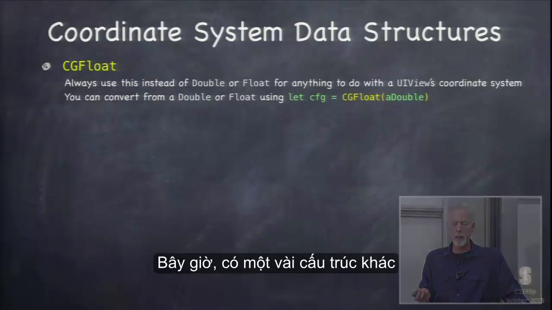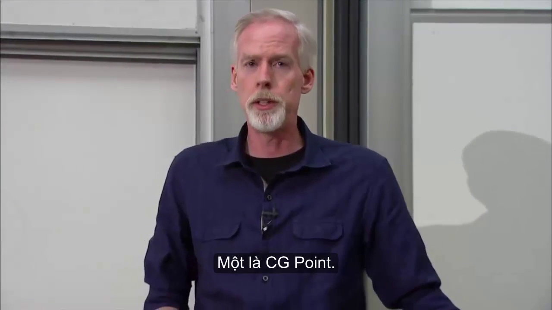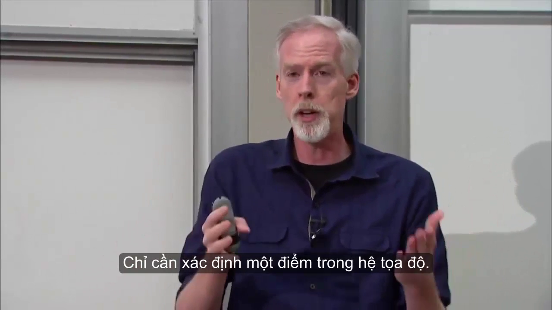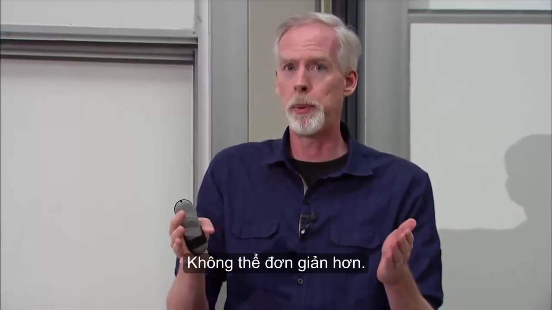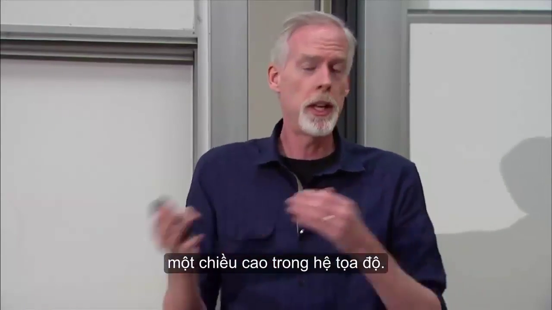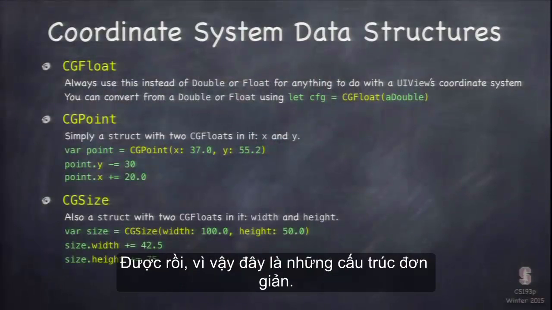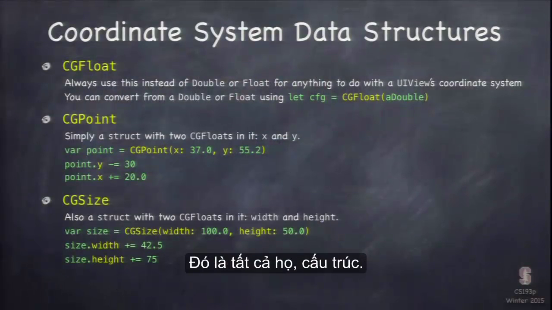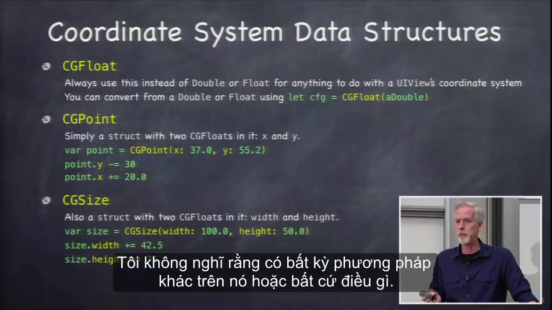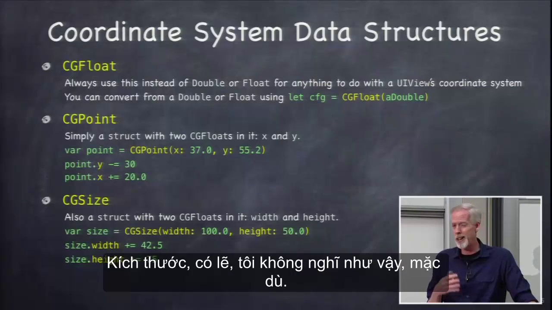Now, there's a couple other structs that are important here. One is CGPoint. It's just two CGFloats, x and y. It just defines a point in the coordinate system. Couldn't be simpler, okay? And there's also CGSize. Just defines a width and a height in the coordinate system, okay? So these are just simple structs. That's all they are, structs. I don't know, certainly point I don't think has any other methods on it or anything. Size, maybe, I don't think so though.